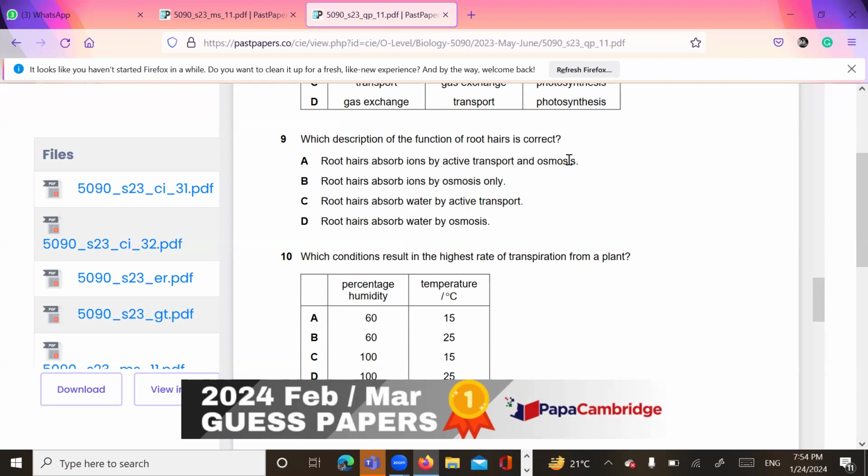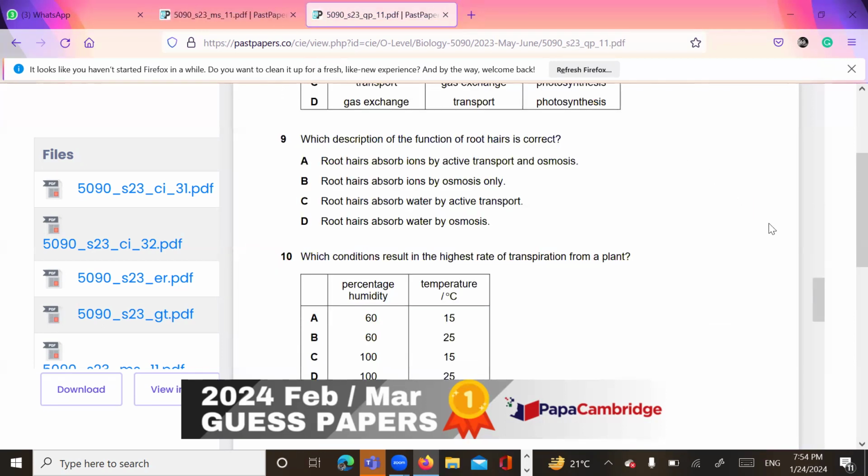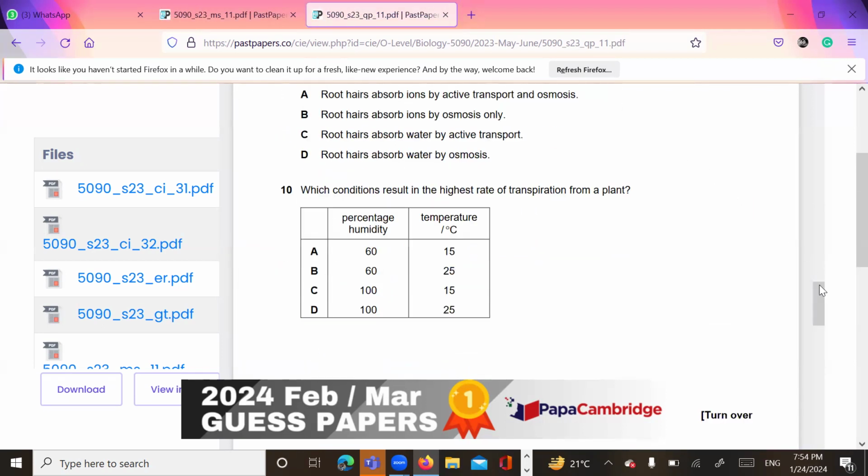No. Root hairs absorb water by active transport. Now, it cannot absorb water by active transport. It can only absorb water by osmosis. Okay. So, due to this word water and osmosis, option D is correct. Let's see. 9D. Okay. Let's move towards the next question.